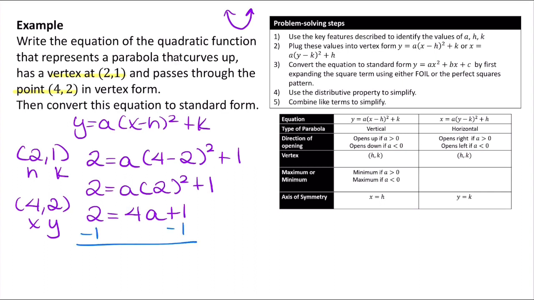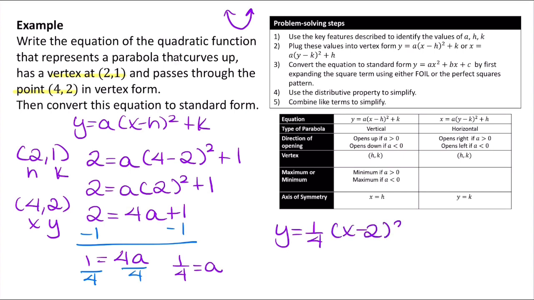And then now I can solve for a by subtracting 1 from both sides. When I subtract 1 from both sides, I get 1 equals 4a, and I can now solve for a by dividing both sides by 4. So when I divide both sides by 4, I get 1 over 4 equals a. So if I plug this back into that original equation, I have y equals 1 over 4 times (x minus 2) squared plus 1. So that's the equation of this parabola in vertex form.